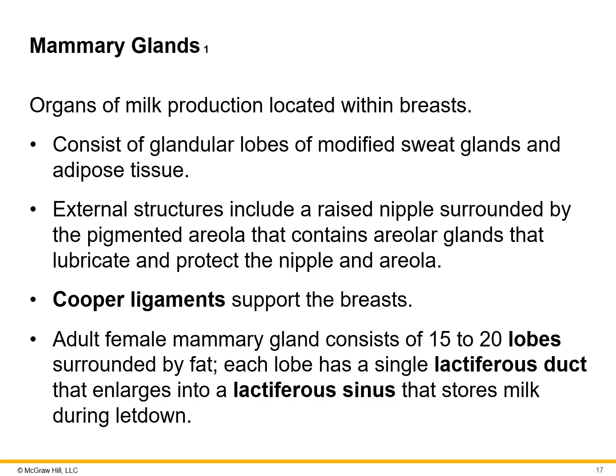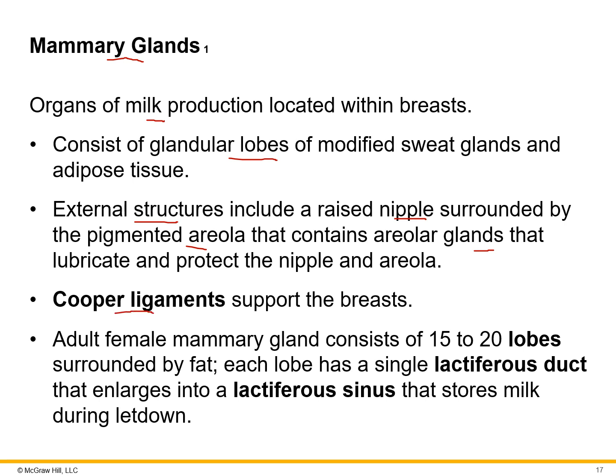All right, and then our mammary glands, again, we don't always consider the mammary glands part of the reproductive system, but in the females they are. Of course, this is where the milk is going to be produced in the breast. And we have glandular lobes that are essentially modified sweat glands and some fat tissue. The external structures, of course, have the nipple surrounded by that pigmented areola. And those have glands as well called the areolar glands to help lubricate and protect the nipple. We have what are called Cooper's ligaments to help support the breast.